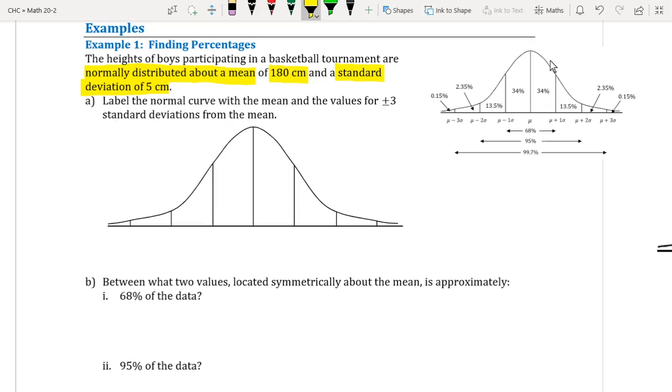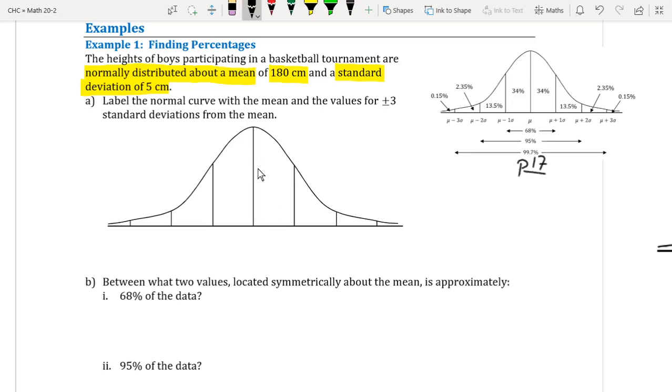So I have pasted in this little figure here, which you have in your workbook on one of the previous pages, I believe right on the previous page, page 17. When it's asking you to label the normal curve with the mean and the values for plus minus 3 standard deviations, it's asking you to indicate where the mean is located.